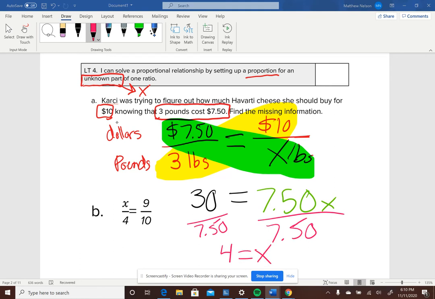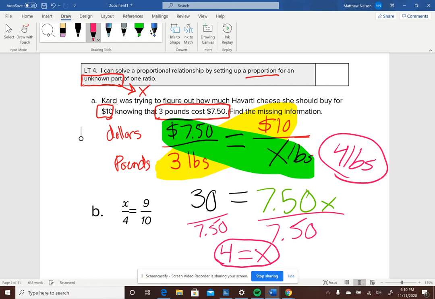7 times 4 equals 28. 4 times 50 is going to give us $2. 2 plus 28 gives us 30, so 4 equals x, and we can say with confidence that that would be for 4 pounds. $10 would be for 4 pounds.